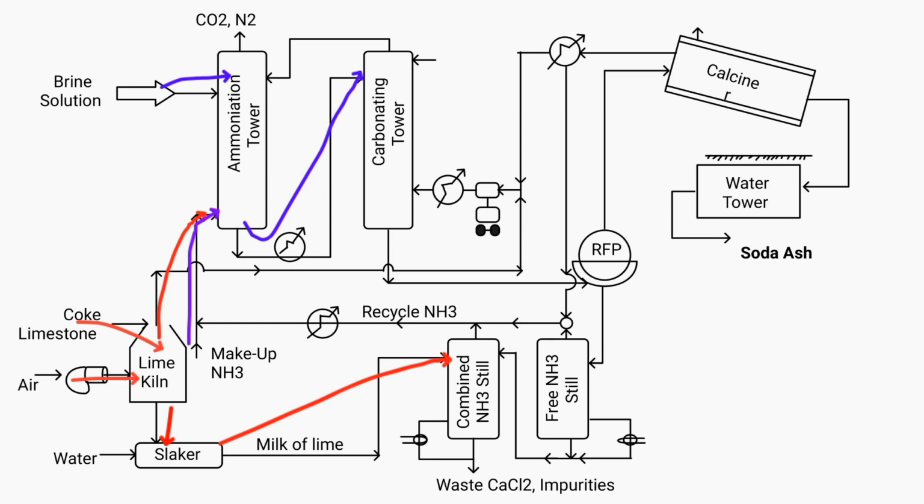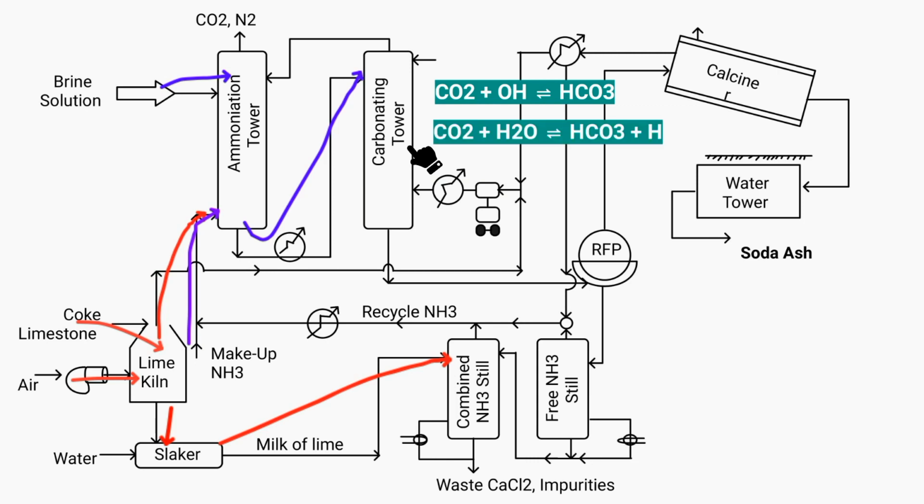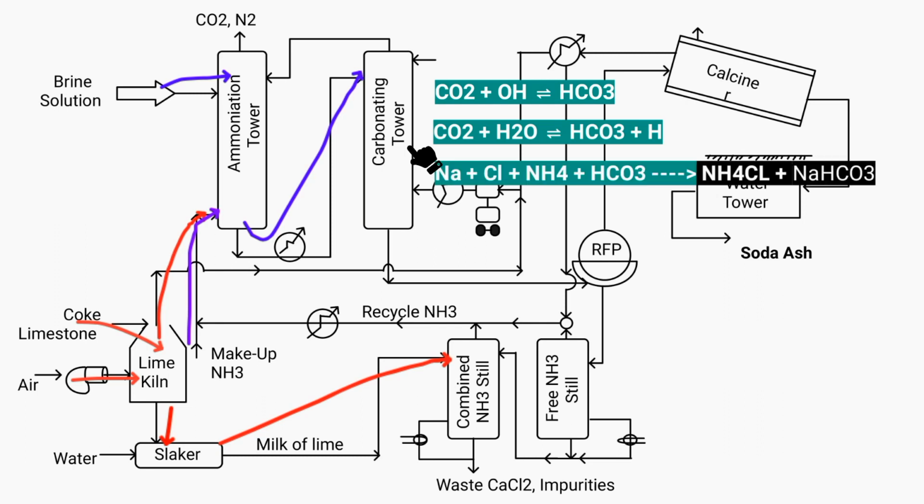In the carbonating tower, the cleaning process is primarily conducted in multiple steps. There are three main reactions taking place in different sections. Firstly, carbon dioxide from the lime kiln enters the tower under compression and reacts with hydroxide to form bicarbonate. Secondly, carbon dioxide reacts with water to produce bicarbonate and hydrogen. Lastly, sodium, chlorine, ammonium ions, and bicarbonate undergo a reaction to yield ammonium chloride and sodium bicarbonate.